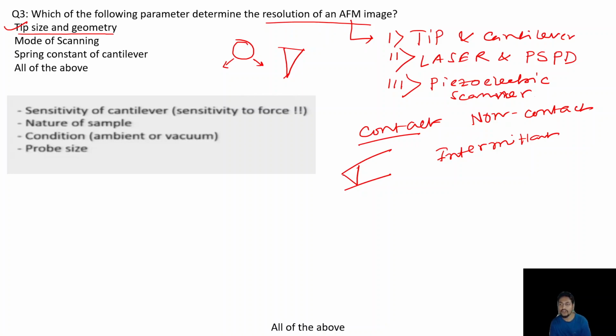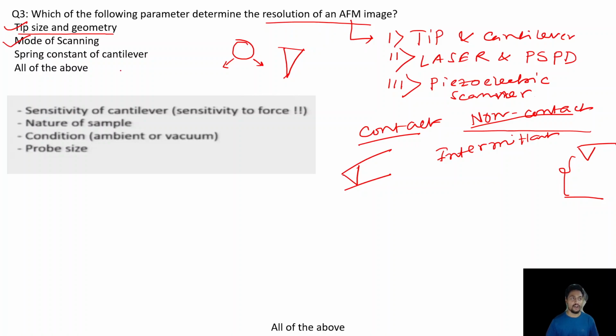Non-contact mode normally cannot give a good picture because the tip is very far from the surface, so the image quality will be very bad. People don't use even non-contact mode to get an image. Normally the imaging mode is contact or intermittent, mostly intermittent, but contact can also be used, though it has some problem of deformations. So obviously the mode of scanning is going to determine the resolution.